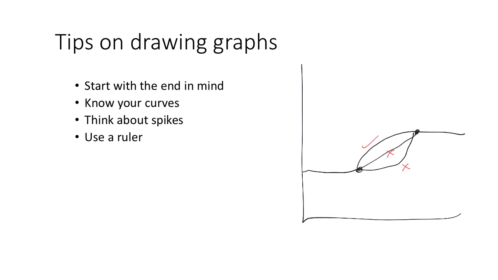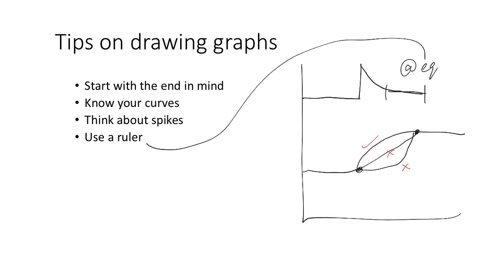Think about spikes. We're going to be going into what happens in concentration time graphs and rates of reaction time graphs, and suddenly you can have a spike and something will happen. So think about spikes. You'll be learning about those more in the next couple of lessons. And always use a ruler. When it's at equilibrium, use a ruler, otherwise you're not going to show that you understand what's going on. Right, and that's it.